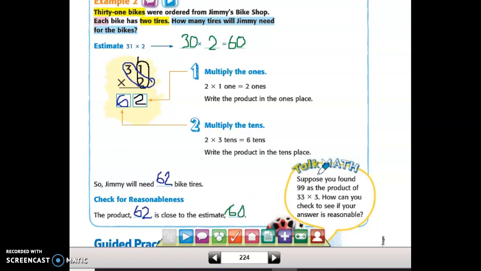Talk with your partner. Suppose you found 99 as the product of 33 times 3. How can you check to see if your answer is reasonable? Well, 99 looks really close to another number, so you could think about that. And then rounding one of these. That'll help.